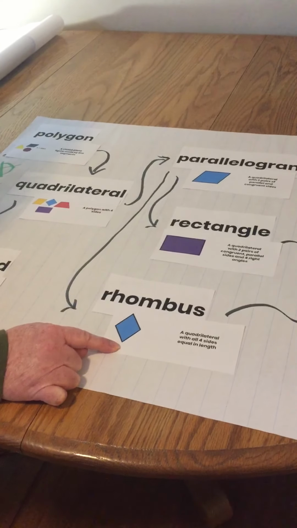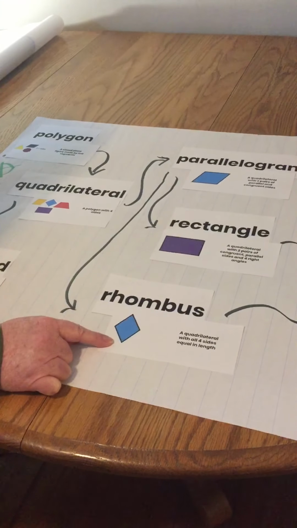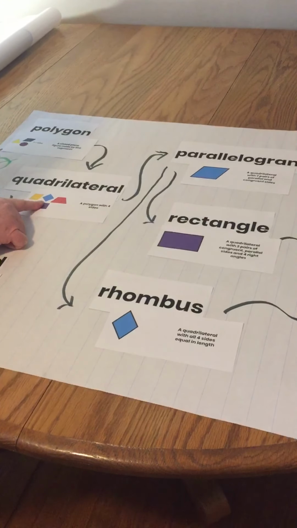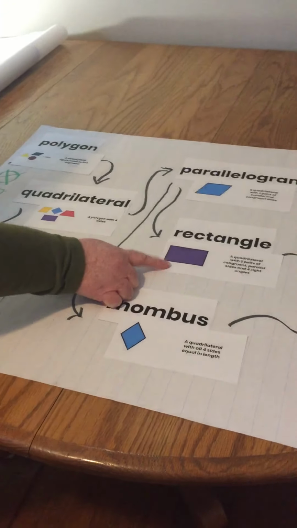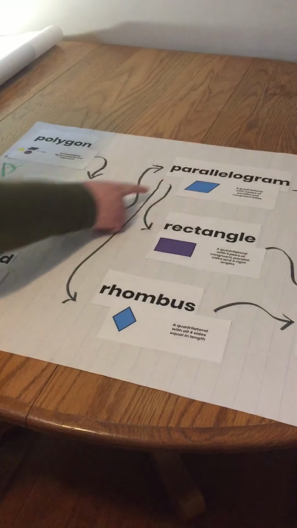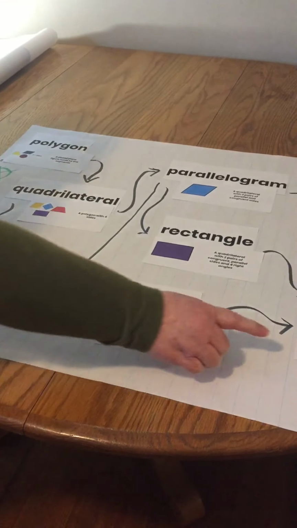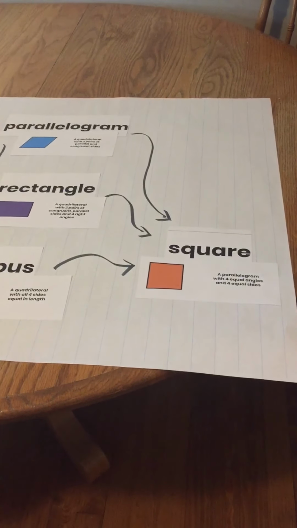Now a rhombus has 4 congruent or equal sides, so it's a quadrilateral and a polygon, but it does not have any right angles like the rectangle does, but it does have opposite sides parallel like a parallelogram. Now let's look at our mystery shape for the day. Our figure is the square.